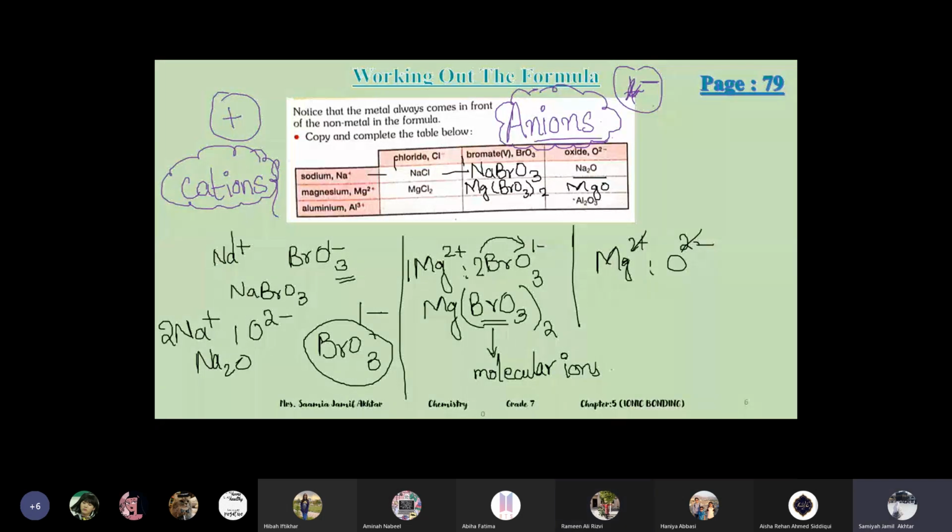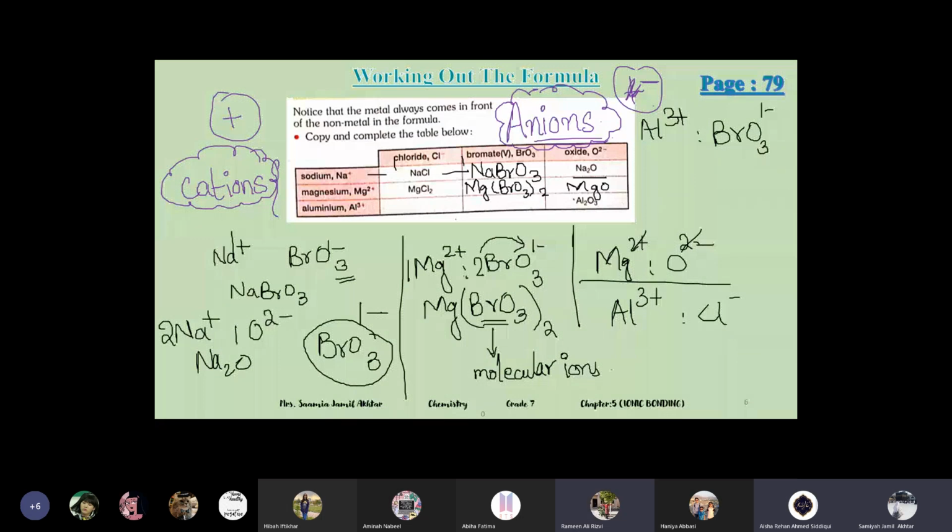Now for aluminium chloride, I will not tell you. Just think by yourself and write the answer for aluminium chloride. And for the last one also, aluminium 3 plus and bromate. Teacher, but how are we supposed to know how we have to write the formula?